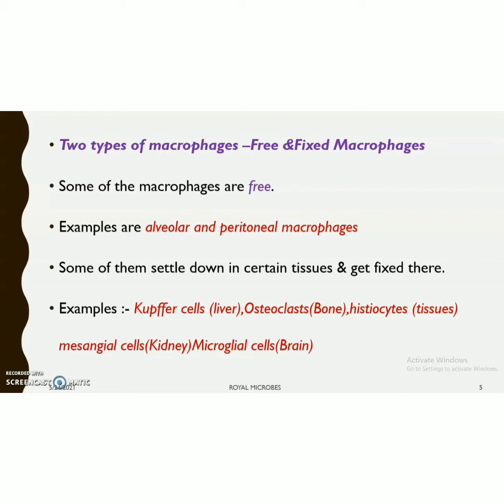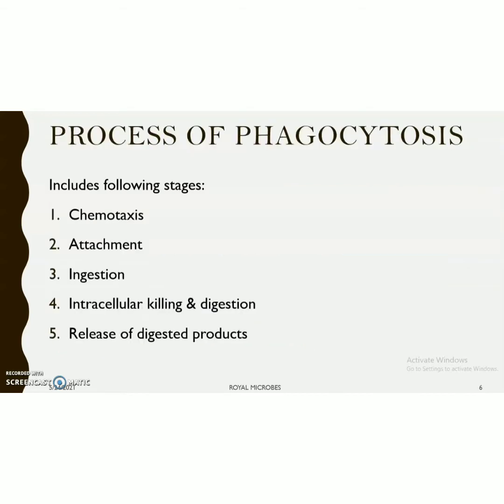Some examples are the macrophages seen in the liver, which are Kupffer cells. Some macrophages can be seen in bone, and they are called osteoclasts. Then macrophages in tissues are histiocytes. Then mesangial cells present in the kidney and microglial cells present in the brain are some important examples of fixed macrophages.